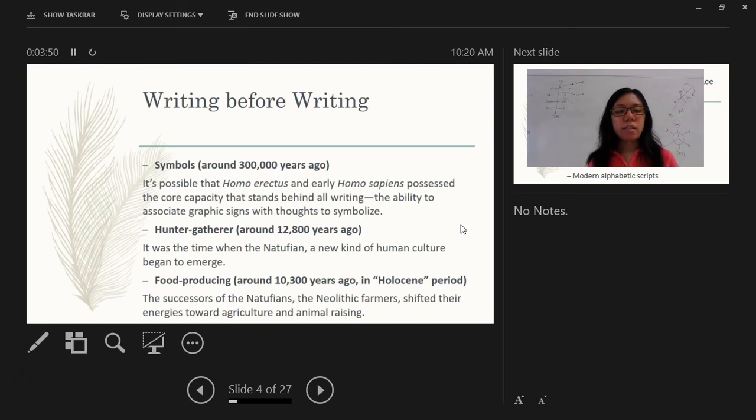Then they turned to hunter-gathering, which developed around 12,800 years ago. It was the time when the Natufian, a new kind of human culture, began to emerge. At that time, the earth became warmer, and it created a good hunting ground. So they hunted, took what they got to their homeland, and settled there. Their homeland is now known as the Jordan River Valley.